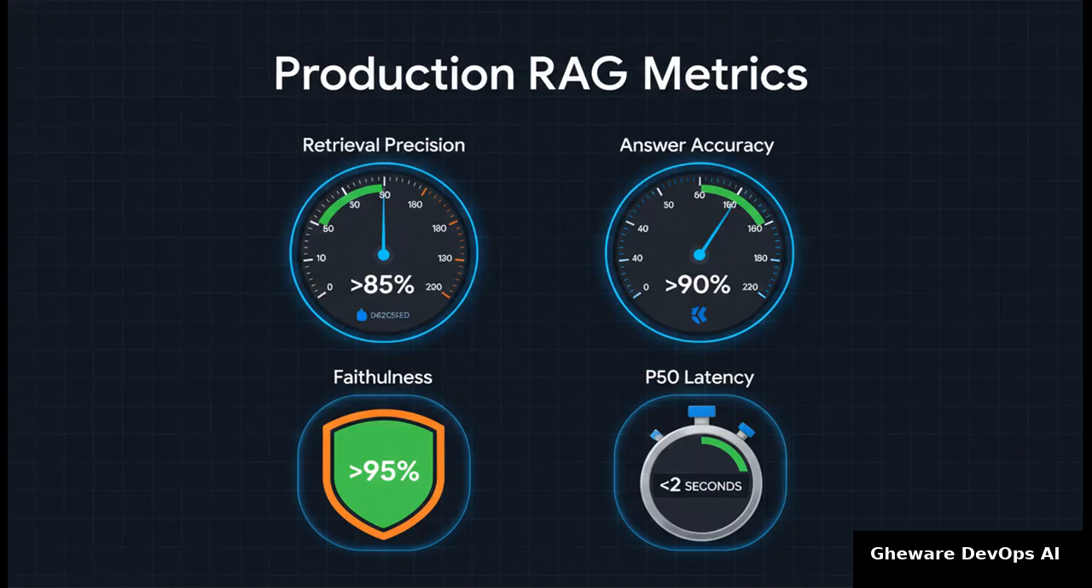And if you're running this in production, you absolutely have to measure it. These are the kinds of targets you should be aiming for. Is your retrieval step actually finding the right documents? That's precision. You want that above 85%. Is the final answer correct? That's accuracy. Aim for over 90%. And maybe most importantly, is the answer actually based on the context you gave it? That's faithfulness, and you need that above 95% to stop hallucinations in their tracks.